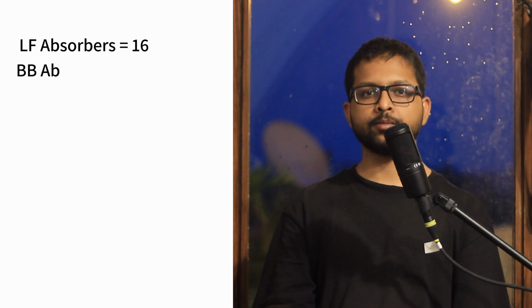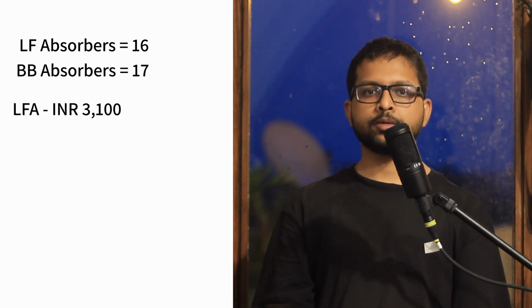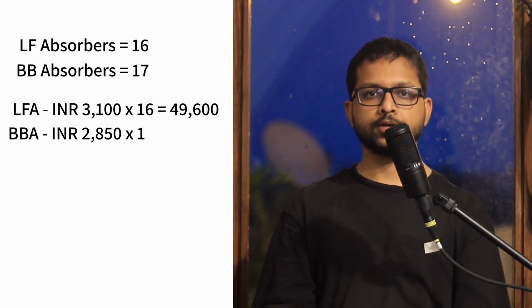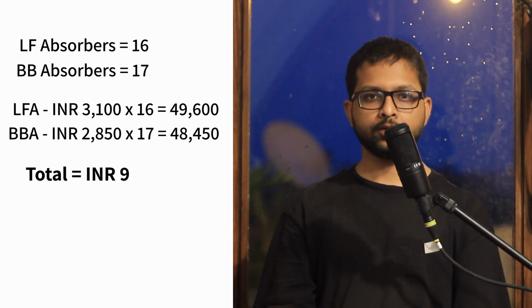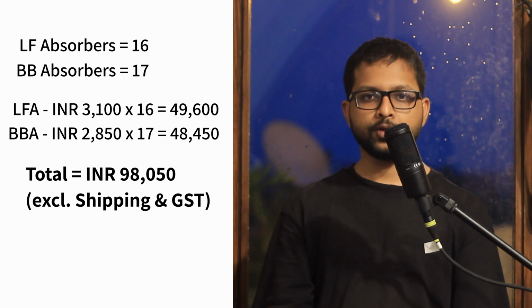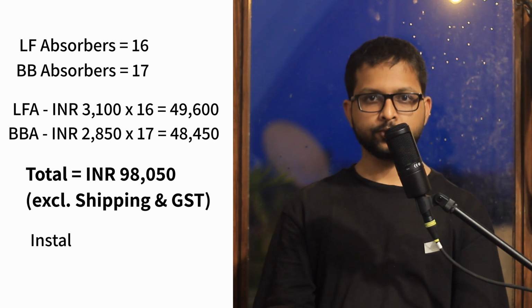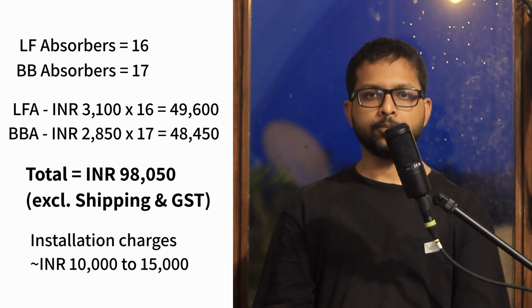We have 16 low frequency absorber panels and 17 broadband absorber panels. One low frequency absorber panel costs 3100 and one broadband absorber panel costs rupees 2850. That means the total would be 98,050 plus shipping and GST. You may have to pay some amount to a local carpenter to get the panels installed, which should not cost more than 10,000 to 15,000 in most cities, but your local rates may differ.